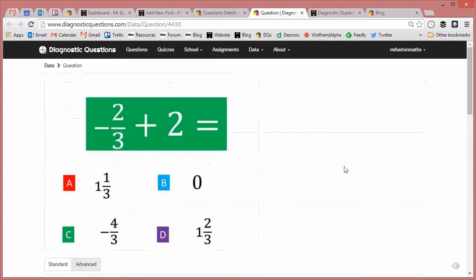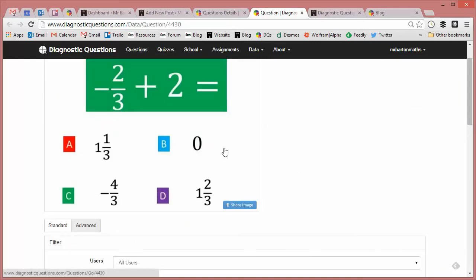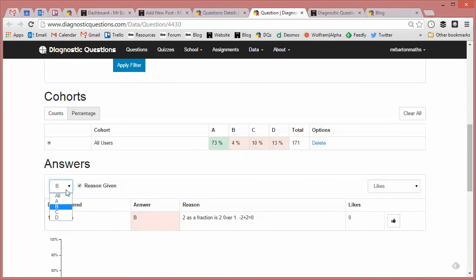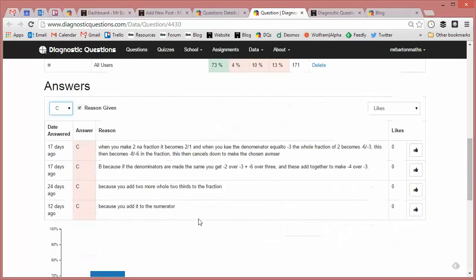What about C? So C was minus 4/3. Can you think why students might have given minus 4/3? And quite a few of them did. Let's have a look and have a read through some of these ones. Yeah, very, very interesting.